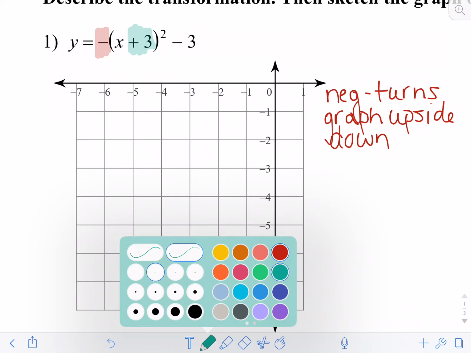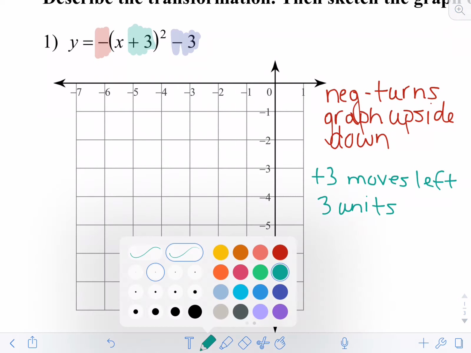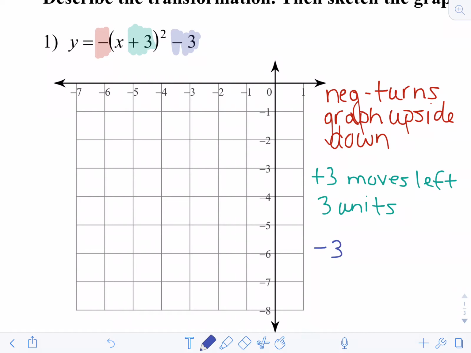The plus 3 all that does is it moves the graph left 3 units. Okay, and then you have this minus 3 back here. That minus 3 shifts the graph down 3 units.